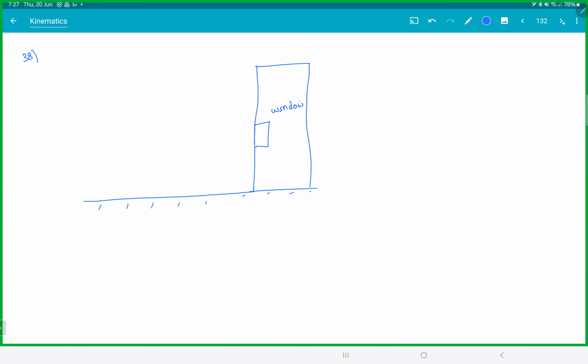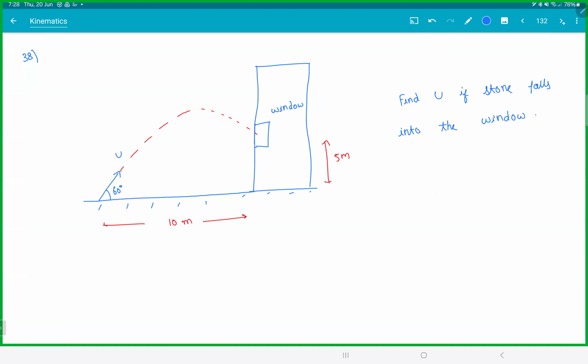You decided to throw a stone inside, projected with u at an angle of 60 degrees. So the stone goes up and then lands inside. The 10 meters is the distance from the window to the point of projection, and the height of the window is 5 meters. So find u if the stone goes into the window. Let's get this. Easy one.